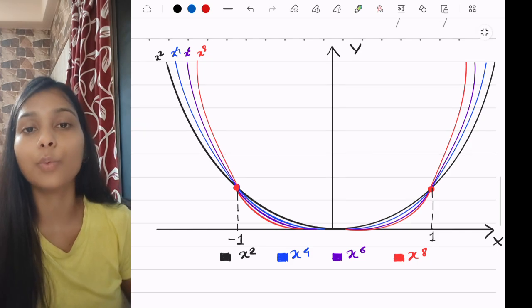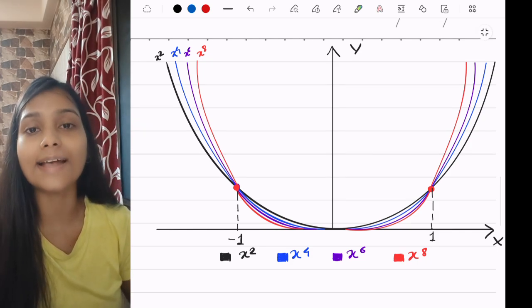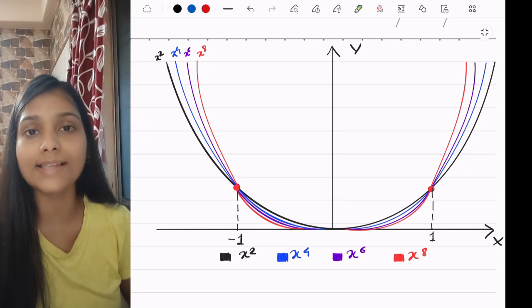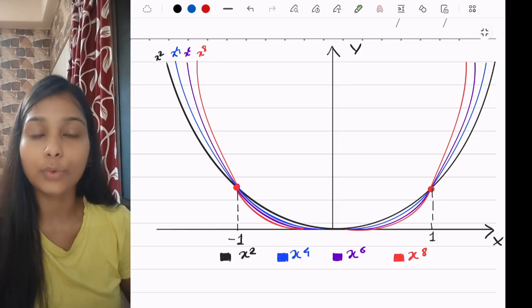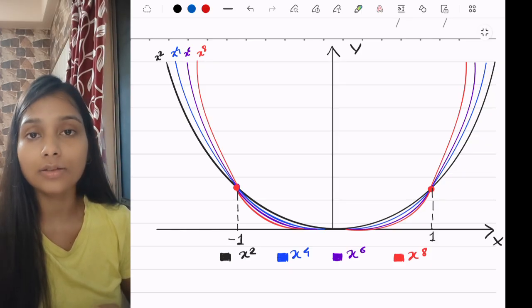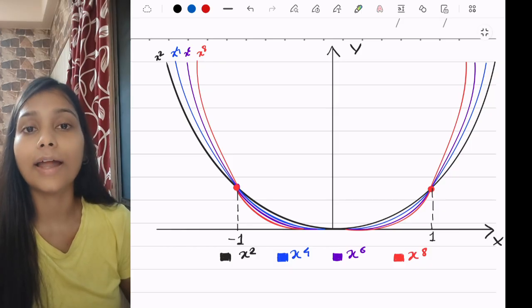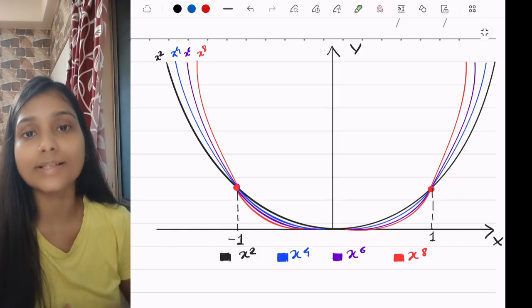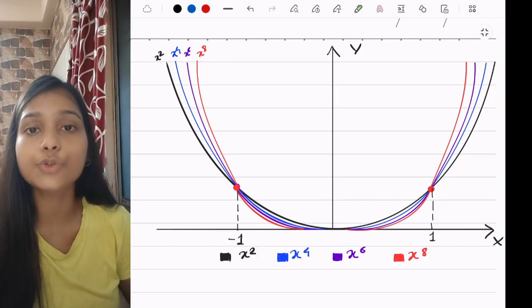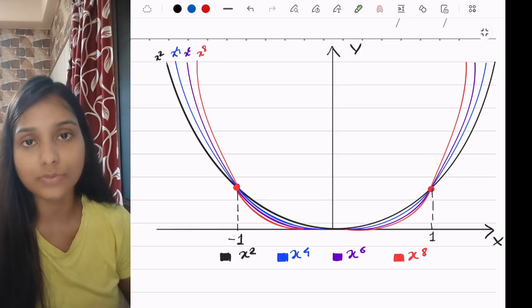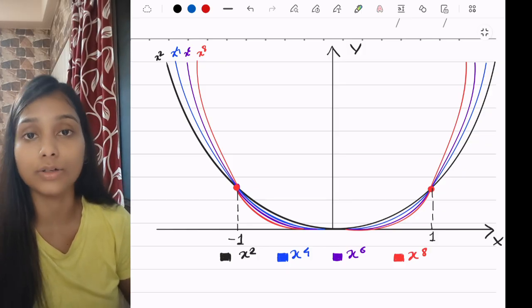Now this function y equals x power 2n has exactly the same properties as the function y equals x square. I would like to ask everyone to check out that video. And also in the next video, I'll be discussing the function y equals x power 2n minus 1, that is the odd powers.